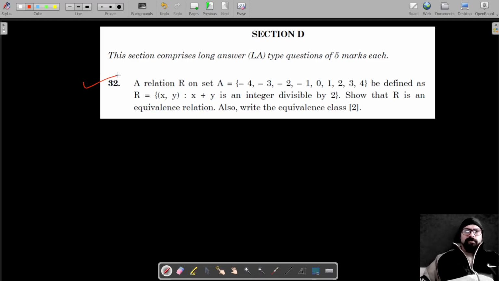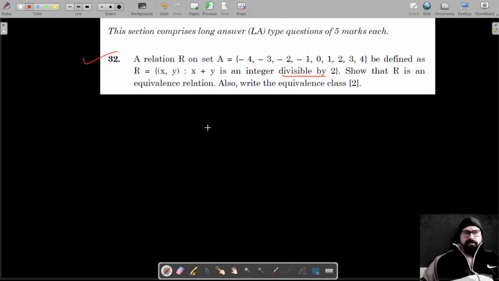Okay, for question number 32, which is a long answer question of 5 marks, a relation R on set A is defined as the ordered pairs where x plus y is an integer divisible by 2. We have to show that it's an equivalence relation. Now, we all know that a relation is an equivalence relation when it is reflexive, symmetric, and transitive. So our relation is defined from set A to A.